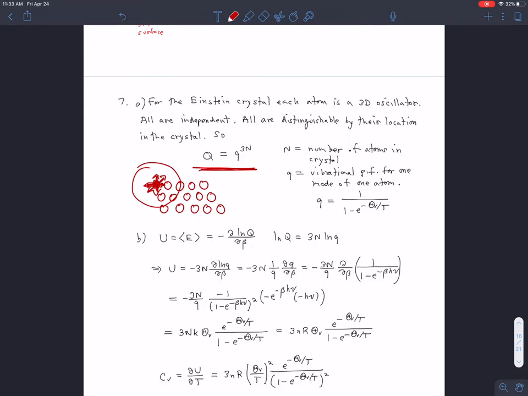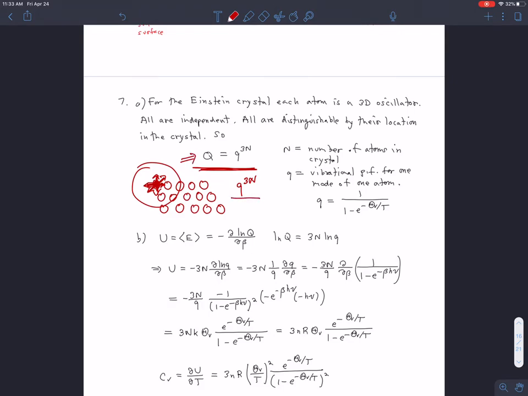And so every single atom has its own little q, and if there are n atoms in the crystal, then there will be three modes for every atom, and therefore q to the 3n power will be the partition function for the overall crystal.